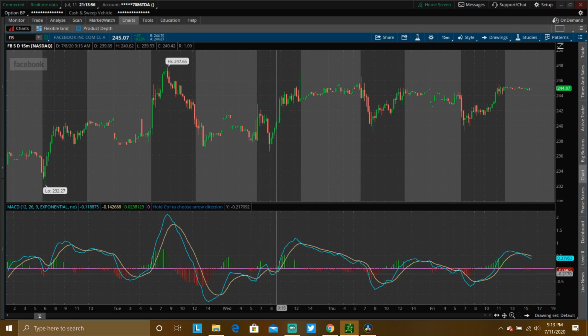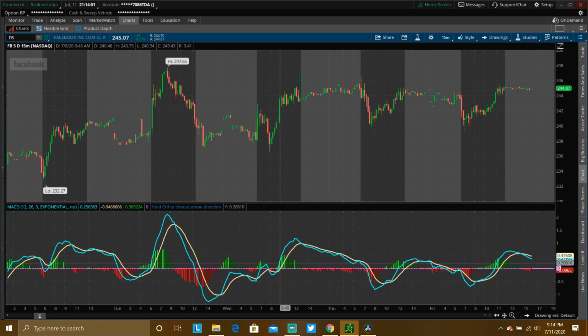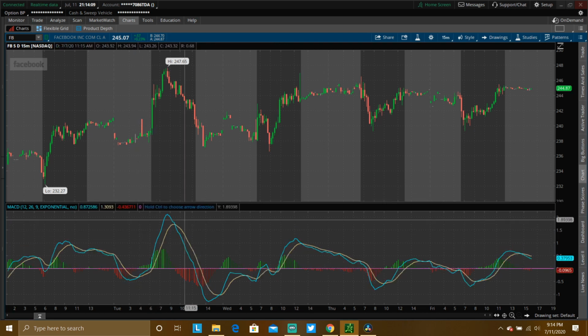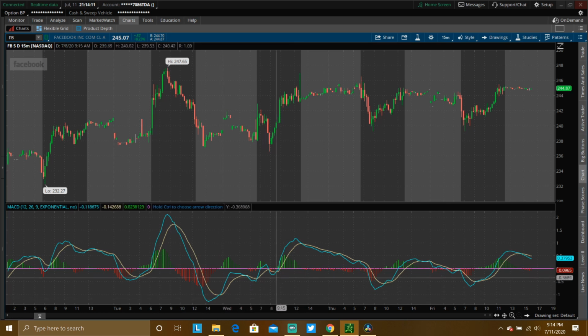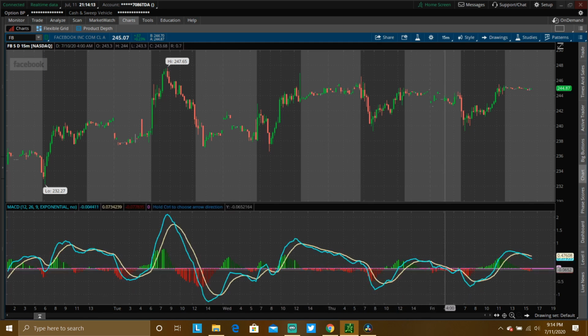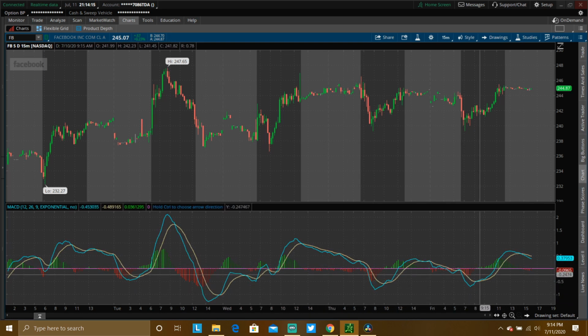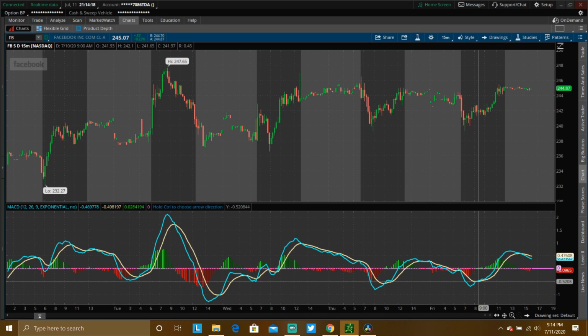And once it starts going above the signal line over here, it basically goes up for the rest of the day. So you could always look at the bigger picture, see where you are, and if you notice, Facebook has this where it goes up, it goes down, it goes up, it goes down. So you could try and catch these waves if you're more into swing trading instead of day trading.